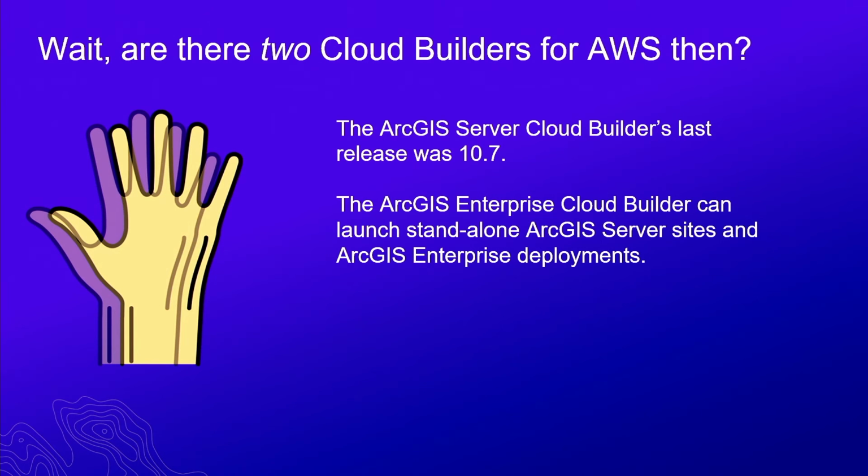The ArcGIS Enterprise Cloud Builder's first version was 10.7.1, and it can launch ArcGIS Server sites, just standalone ArcGIS Server sites, no portal. So it can still do that just like the old ArcGIS Server Cloud Builder. Plus, it also gives you the ability to launch ArcGIS Enterprise deployments, which includes a portal, the data store, the web adapter, and also federated ArcGIS servers that are connected to it. So that's definitely the way to go.